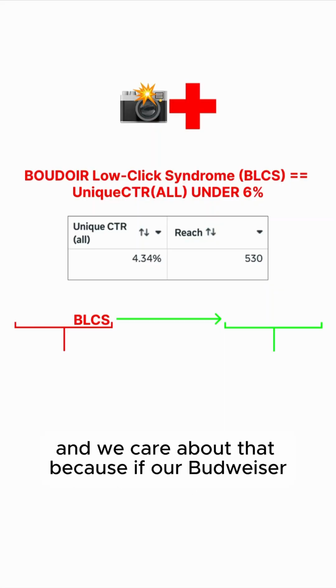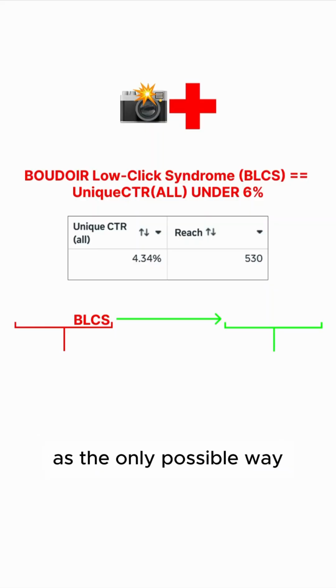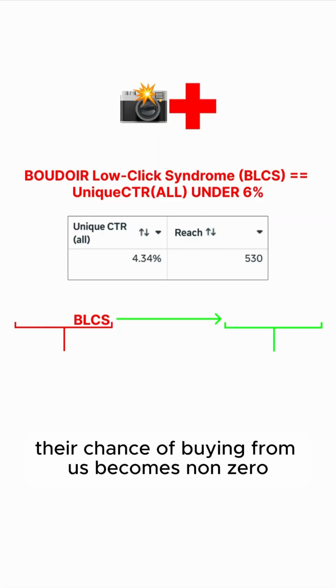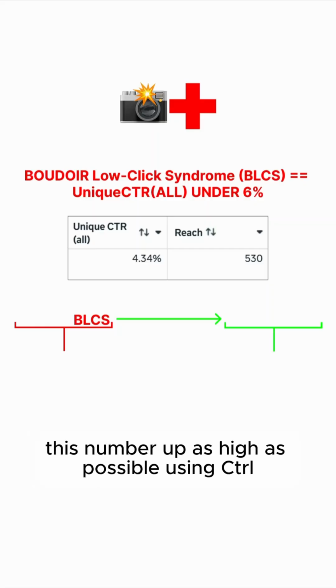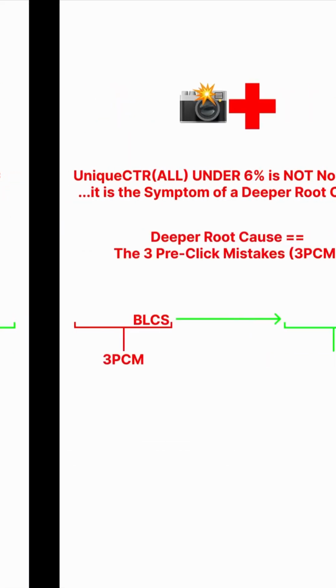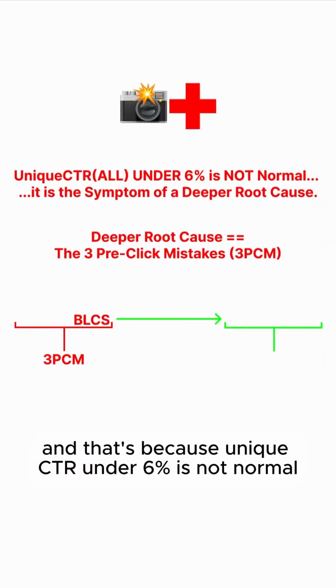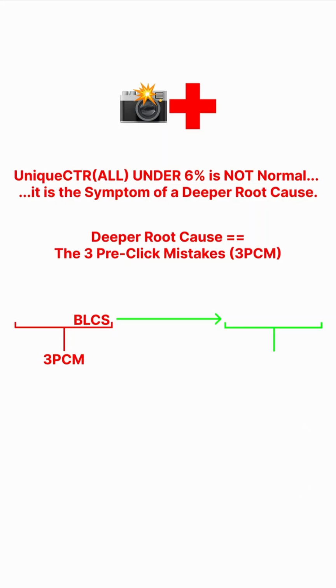And we care about that because if our Boudoir Facebook ad has entered their brain, that is the only possible way their chance of buying from us becomes non-zero. So we got to get this number up as high as possible, unique CTR all, and it should never, ever, ever be lower than 6%. And that's because unique CTR all under 6% is not normal. It's common because everyone's making all these mistakes, but it's not normal.